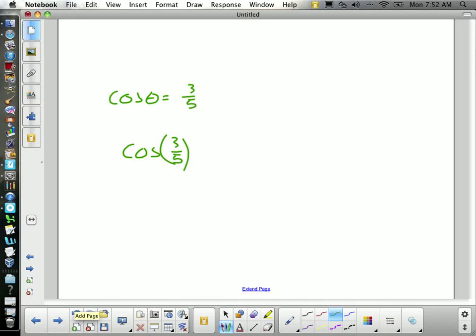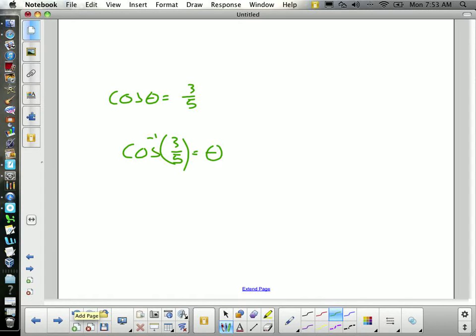Well, no. 3/5 is not theta. We take the cosine of an angle. This is the value of the ratio for that angle. 3/5 is not the angle. I don't take the cosine of the ratio. That's not something we do, or the sine, or the tangent, for that matter. The ratio is the value for that. If I wanted to find the measure of the angle, I could do the cosine inverse of the ratio to find the angle. That's nothing we're required to do here, though.